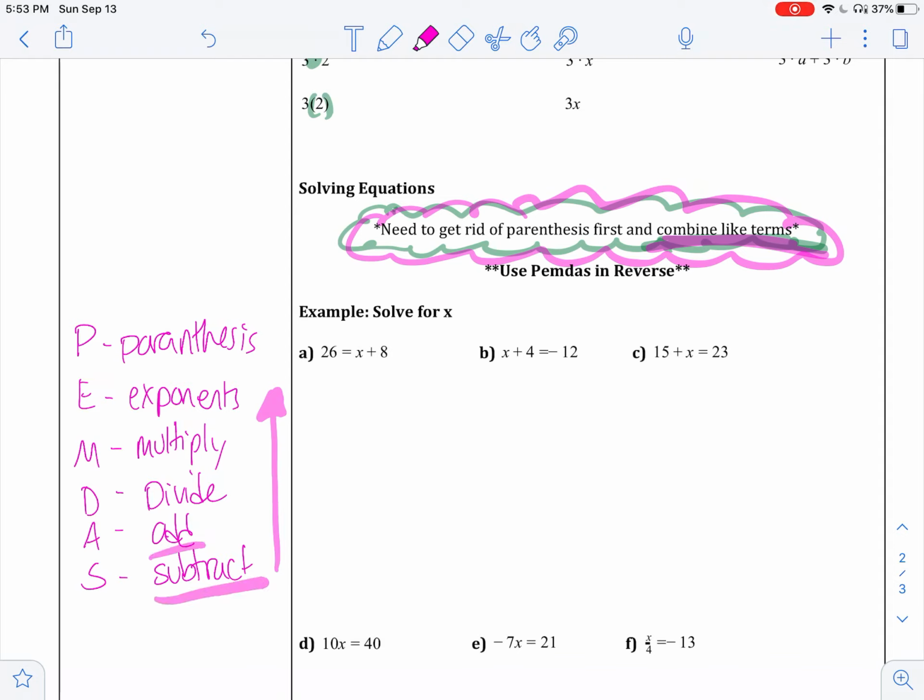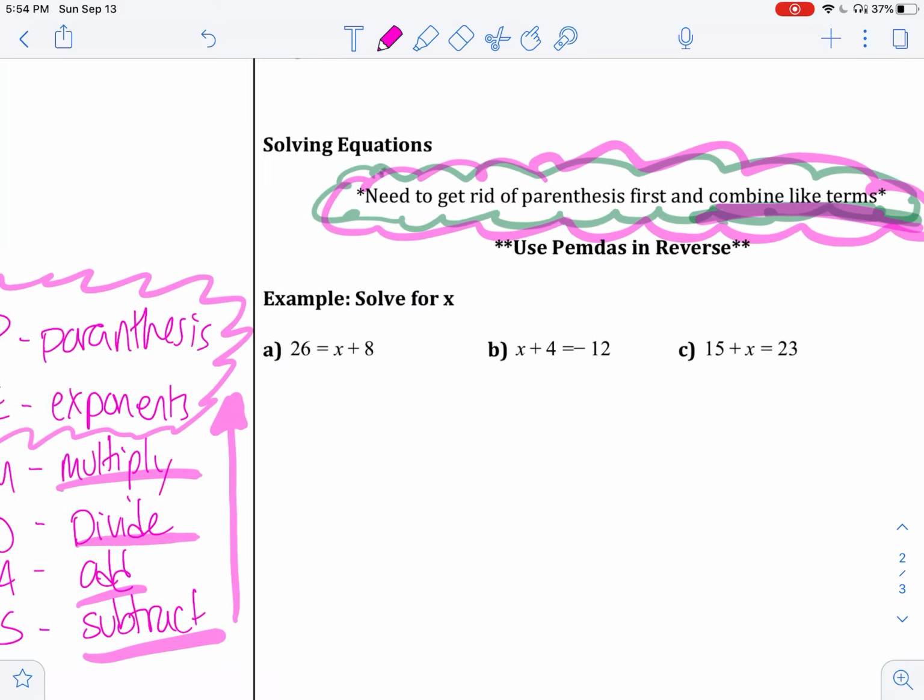We do subtraction and addition first, then division and multiplication. Parentheses and exponents are very rarely used in equations that we're going to solve this year. So we're just going to focus on the subtraction, addition, division, and multiplication. Now we can jump into some examples.